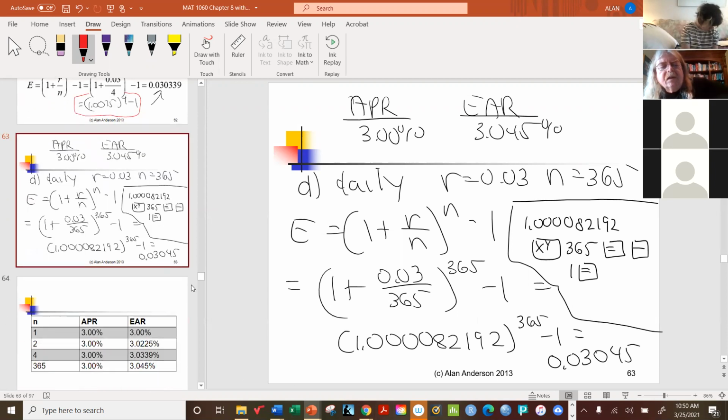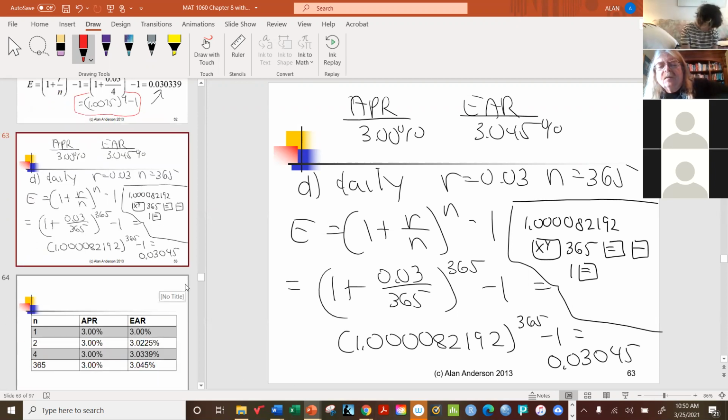Now, what I've done here is I've put together a little chart to summarize what we've just done, because I want you to see the pattern that emerges from all this. And so here's the table.